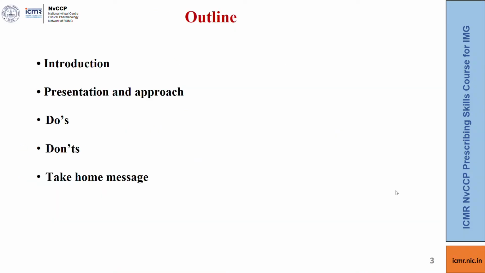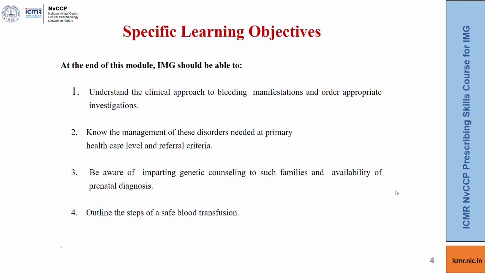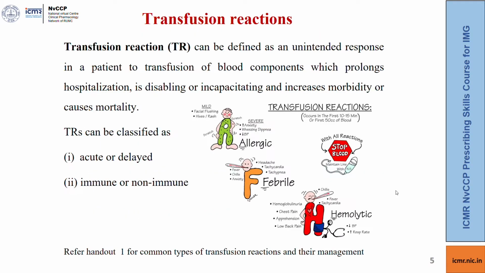The outline of the presentation will include the patient presentation and approach, do's and don'ts, and take-home messages. At the end of this module, the Indian medical graduate should be able to understand the clinical approach to bleeding manifestations and order appropriate investigations, know the management of these disorders needed at the primary healthcare level and referral criteria, be aware of imparting genetic counseling to such families and availability of prenatal diagnosis, and outline the steps of a safe blood transfusion. So let's begin first with transfusion reactions.